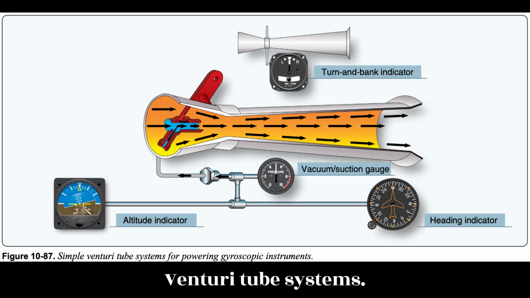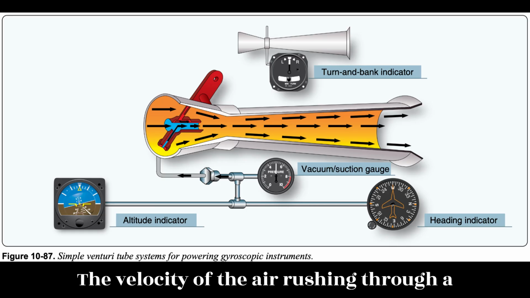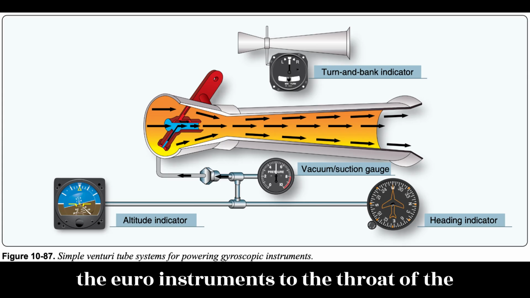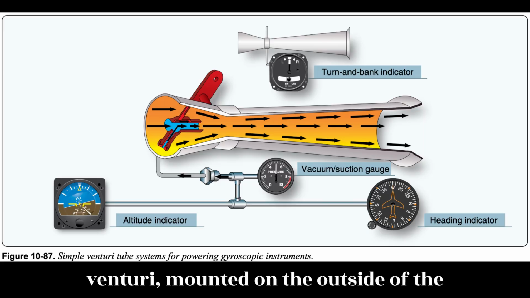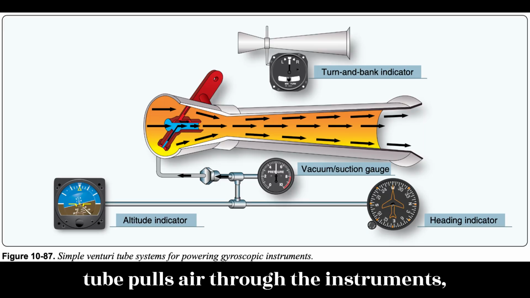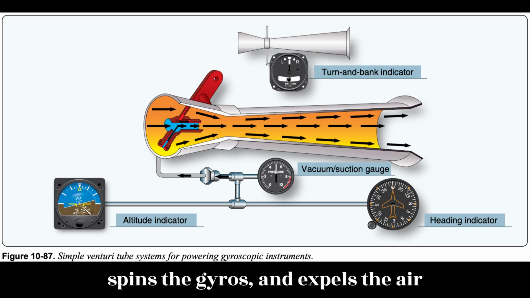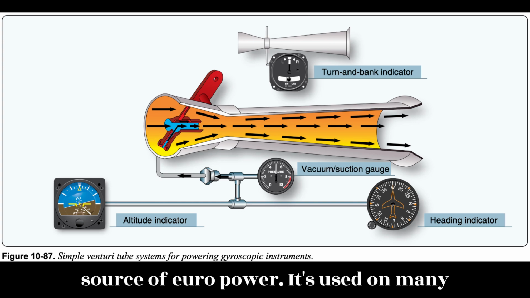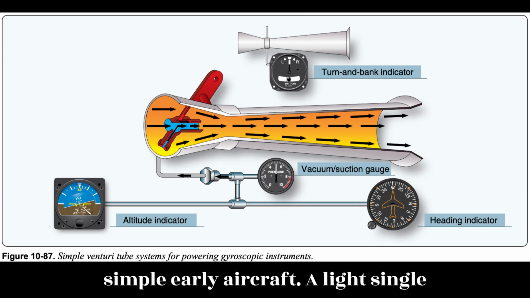Venturi tube systems. The velocity of the air rushing through a venturi can create sufficient suction to spin instrument gyros. A line is run from the gyro instruments to the throat of the venturi mounted on the outside of the airframe. The low pressure in the venturi tube pulls air through the instruments, spins the gyros, and expels the air overboard through the venturi. This source of gyro power is used on many simple, early aircraft.